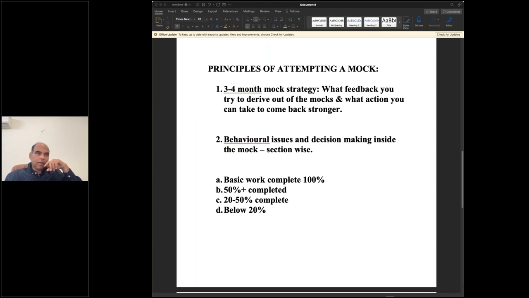We release a mock every week, and there's a release schedule. Right now, I think we have released 6 tests and some sectional tests. If you are a working professional, the focus has to be on being more efficient with your studies.